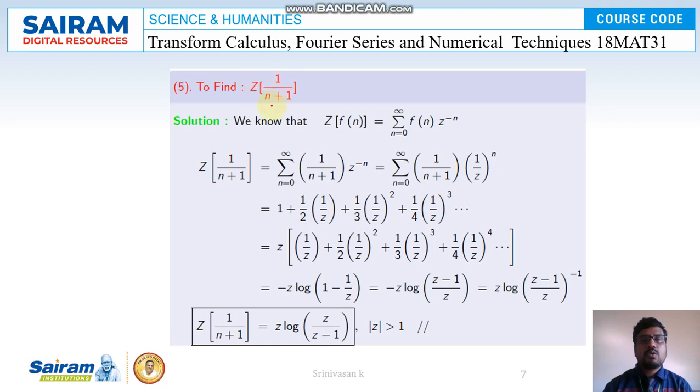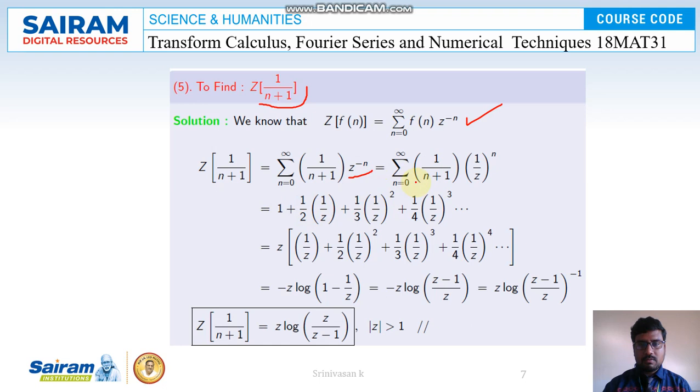To find the z transform of 1 divided by n plus 1. Here the function is 1 divided by n plus 1. So we know this is the definition of z transform, and we substitute the function 1 divided by n plus 1. So summation n equal to 0 to infinity of 1 divided by n plus 1 into z power minus n. This z power minus n I write as 1 divided by z power n. Okay, now substitute the values of n as 0, 1, 2, 3.